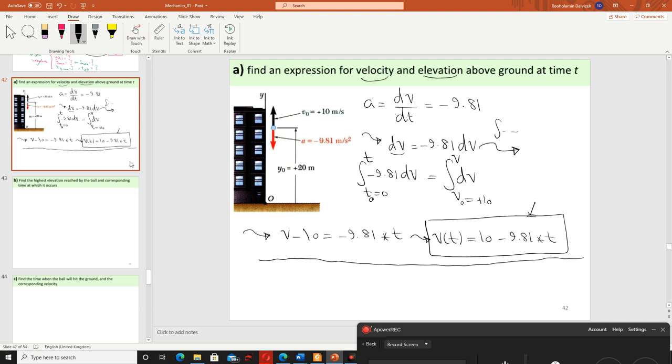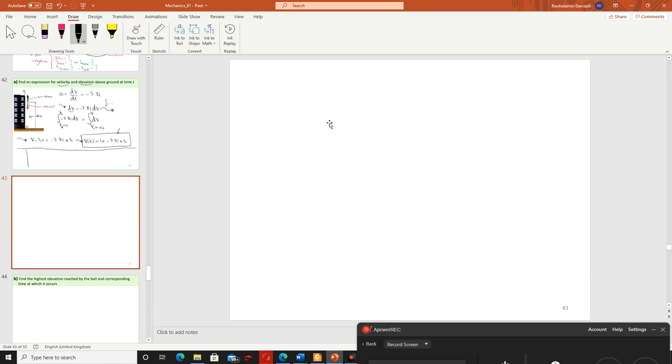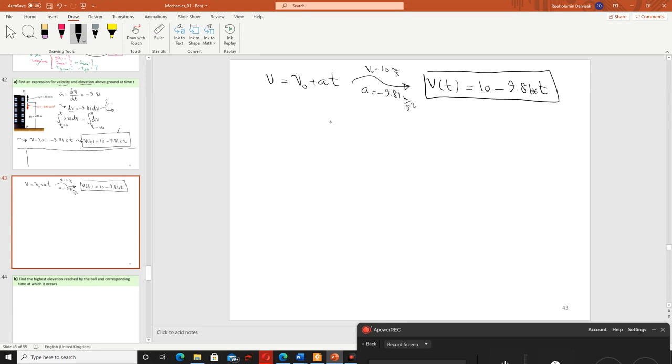We need the height or elevation as well. If I want to plot it, okay, plot is not a part of the question, we just plot it for better understanding. I use another slide. Okay, we had this formulation V0 plus AT. If I replace V0 equals 10 and A equals minus 9.81 meter per second squared, it gives me V as a function of time equals 10 minus 9.81t. You can easily plot it.